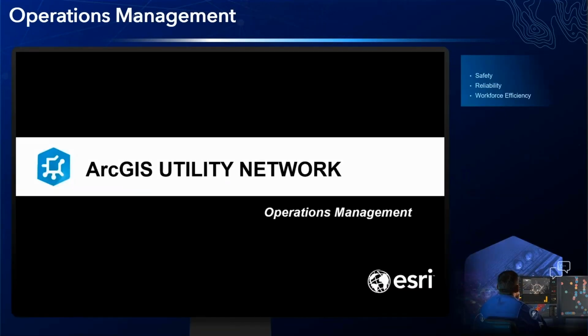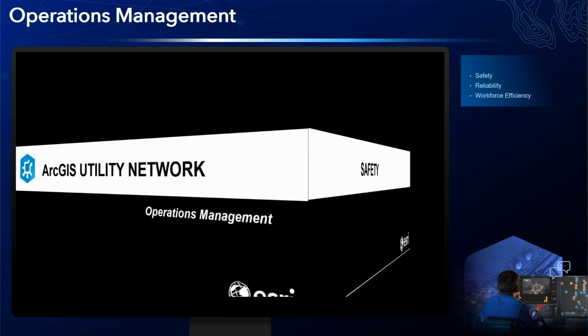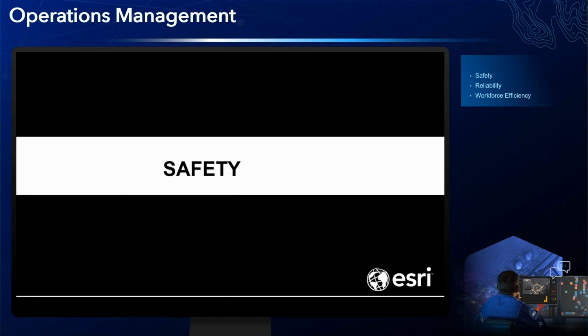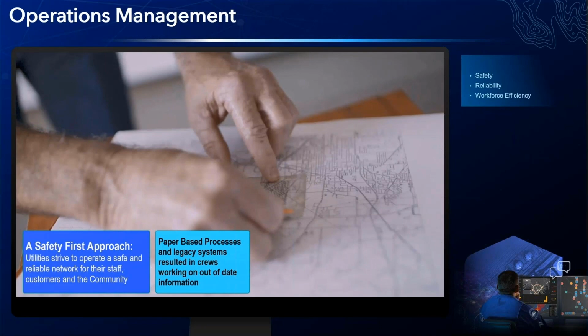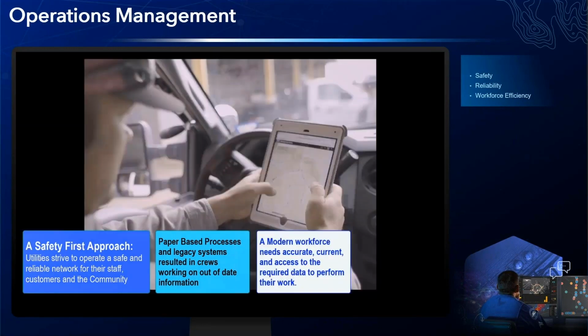Let's examine operations to see how ArcGIS helps. I'm going to look at reliability and workforce efficiency, but of course, safety first. When I worked at the utility, many accidents that I investigated occurred when employees had unclear or stale paper-based processes and information. Utility networks help bring real-time information to the field.